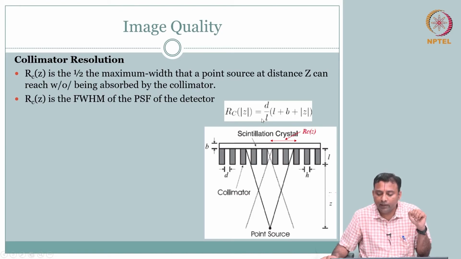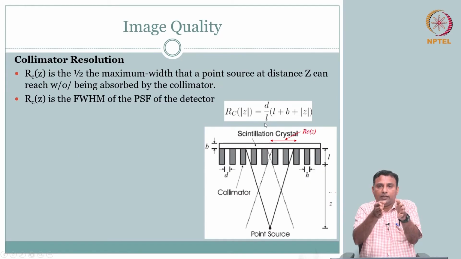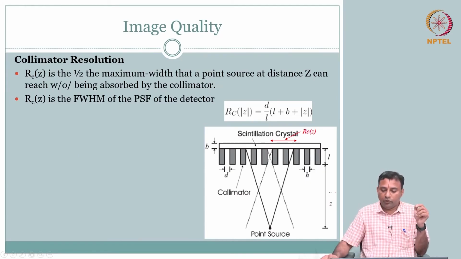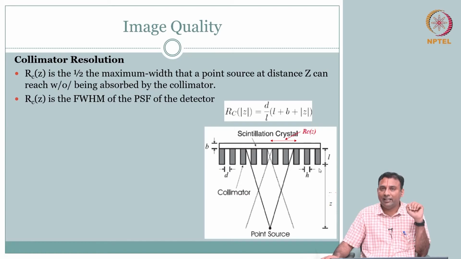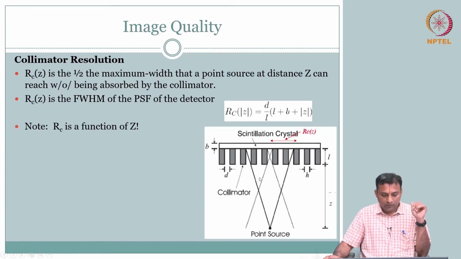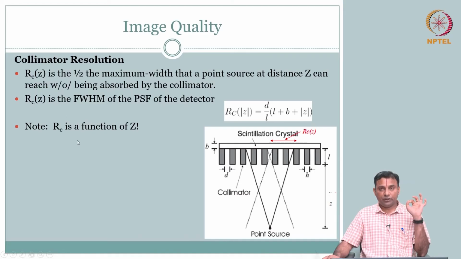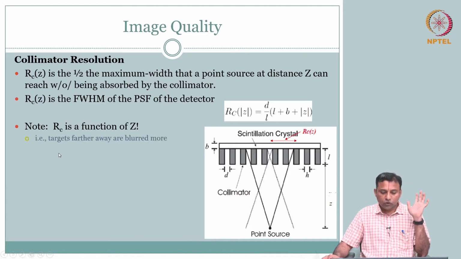If I increase this L, I can reduce RC. But what is the challenge? If you increase L, I am going to be taller, so sensitivity will get affected. We will talk about that a little bit later. The point to note is RC is a function of Z, so targets farther away are blurred more. This is a key point, otherwise it is fine.